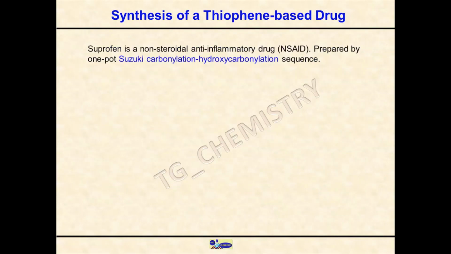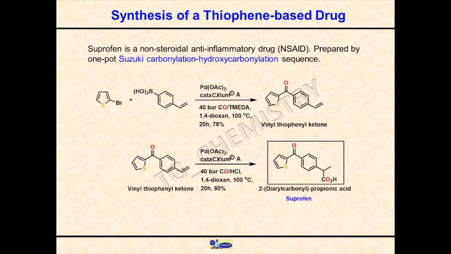Next comes the thiophene-based drug molecule suprofen synthesis. Now, suprofen is a non-steroidal anti-inflammatory drug, as I said, and it will be prepared by a one-pot Suzuki carbonylation hydroxycarbonylation sequence. Now, the reaction sequence is given here, where 2-bromothiophene will react with 4-vinyl phenyl boronic acid in presence of palladium catalyst and external carbon monoxide source to produce the vinyl thiophenyl ketone as the first product, using triethylamine as the base. So this synthetic part takes place in alkaline medium.